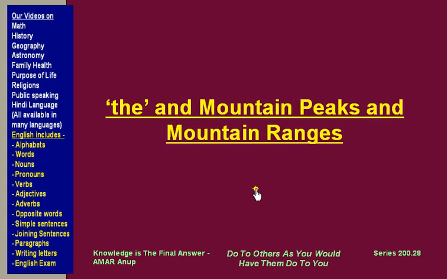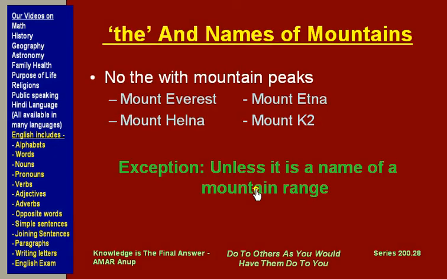"The" and mountain peaks and mountain ranges. When to use "the" with the name of a mountain peak and mountain range, and when not to use "the". Do not use "the" when it comes to the name of mountain peaks. Examples are Mount Everest, Mount Helena, Mount Etna and Mount K2. We do not use "the" when we are writing or talking about the name of a single mountain peak.